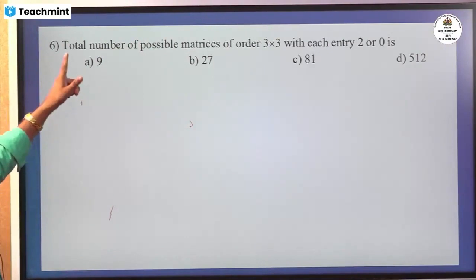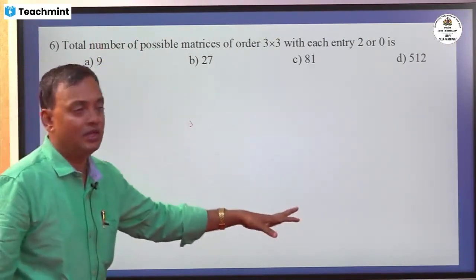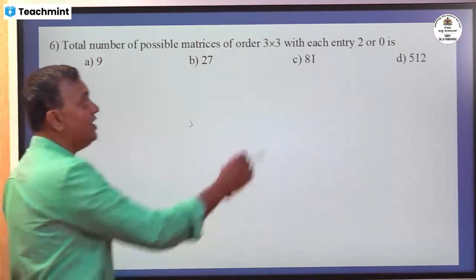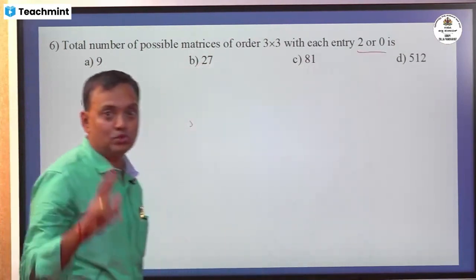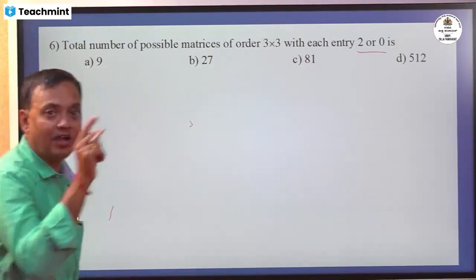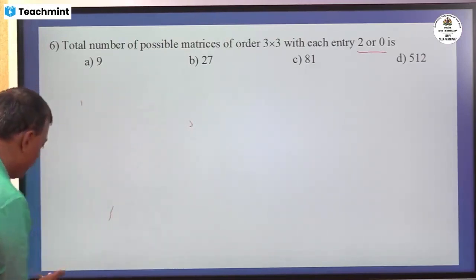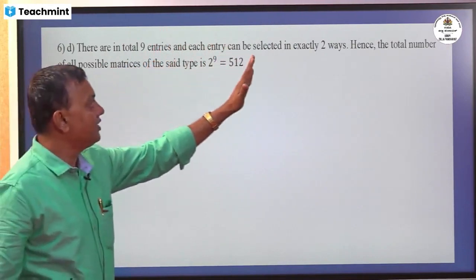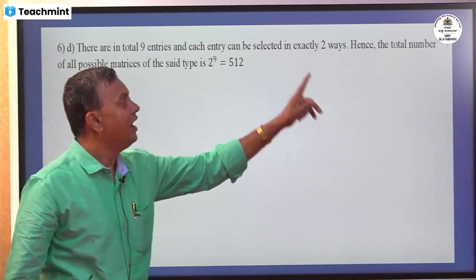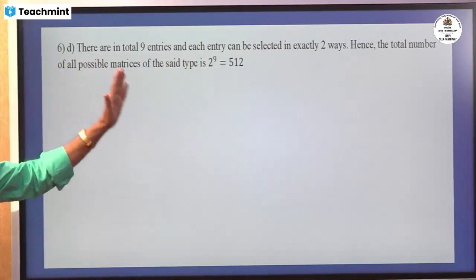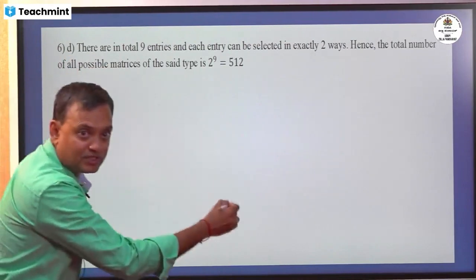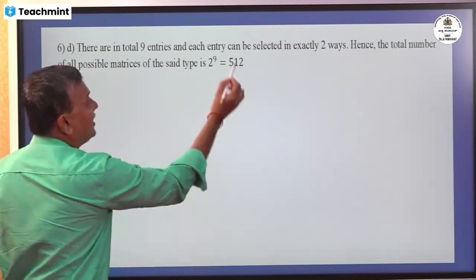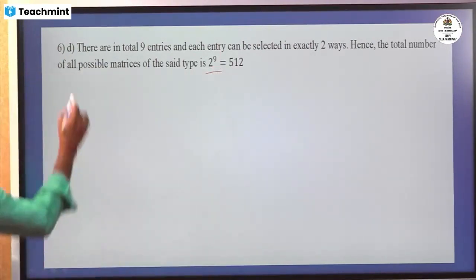The total number of possible matrices, very simple. 3 cross 3 matrix. So how many entries? 3 into 3, 9 entries. For each of the 9 entries, you have 2 possibilities, 2 choices. Either we have to fill 2 or 0. So each entry can be selected in exactly 2 ways. Hence the total number of all possible matrices is 2 for the first entry, 2 for the second entry, so 2 into 2 up to 2 to the power 9, correct. So 512. The answer is D.